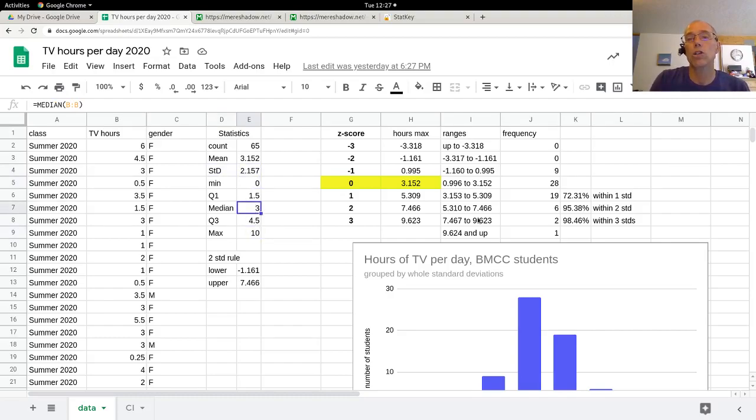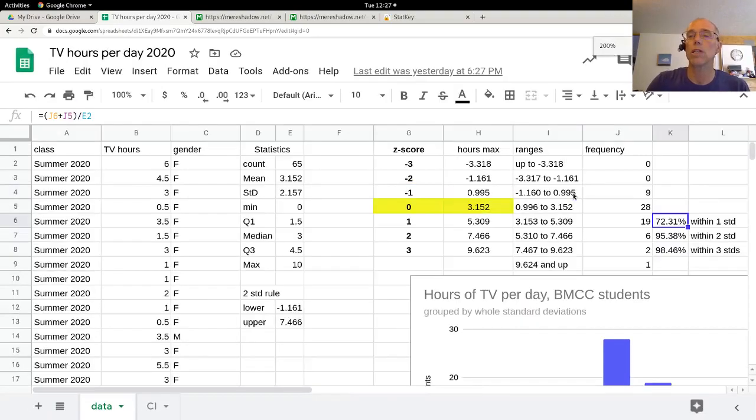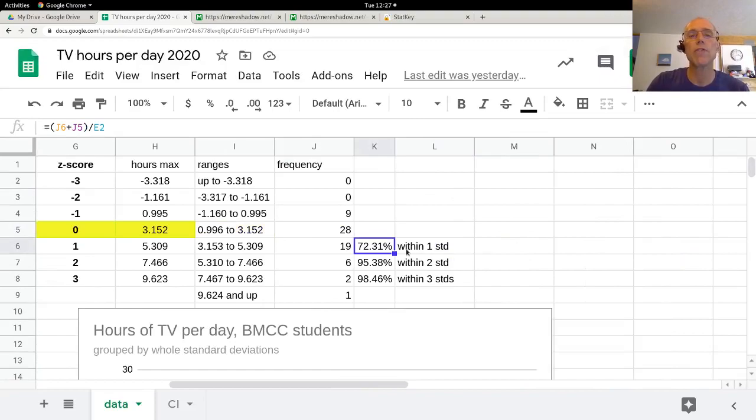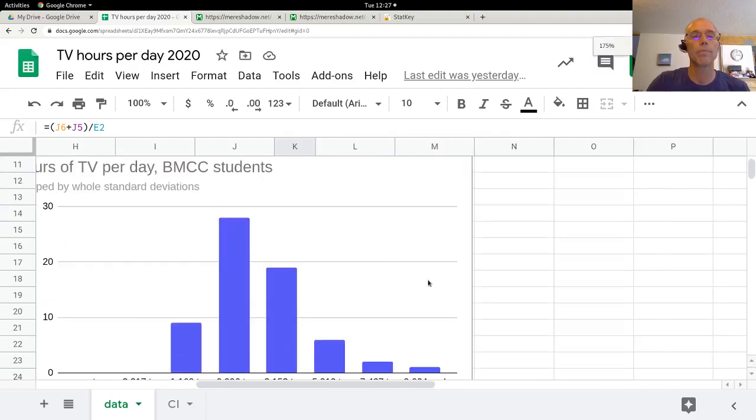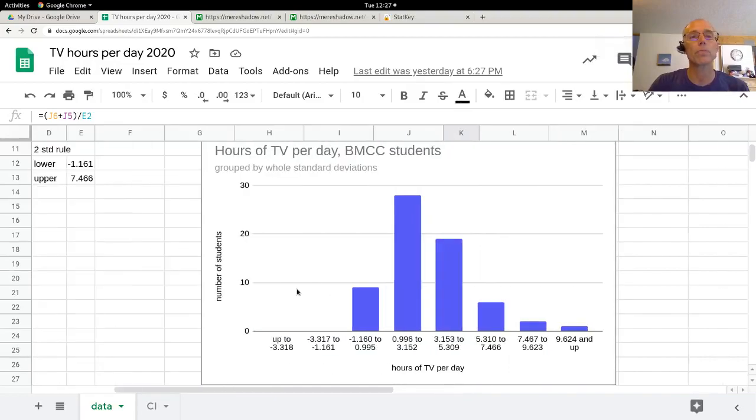And then I took a look at, within one standard deviation of the mean, what percent of students were in there. So for this data set, let's zoom in on that. 72% of students were within one standard deviation of the mean, 95% within 2 standard deviations, and 98% within 3, which roughly fits within the empirical rule. Here is the histogram of that. And so it's kind of normal, but we have a tail on the right.